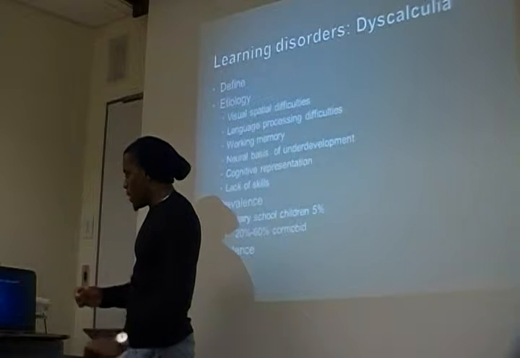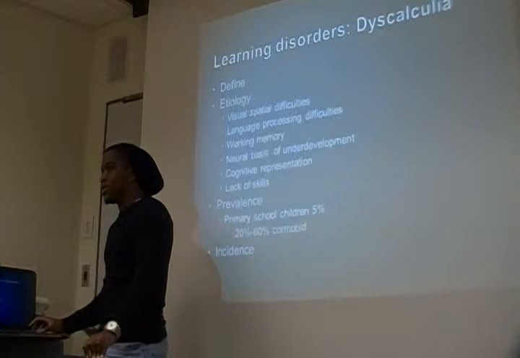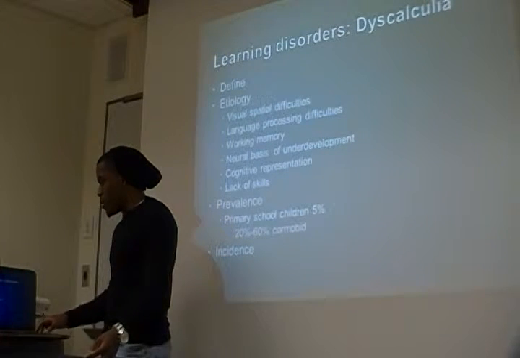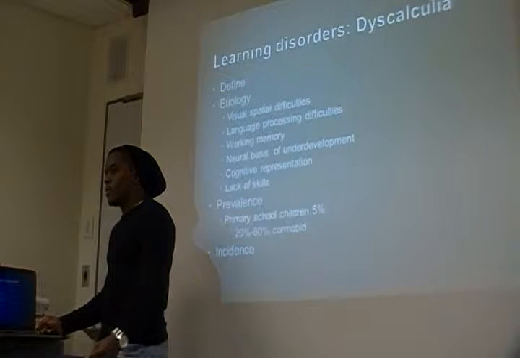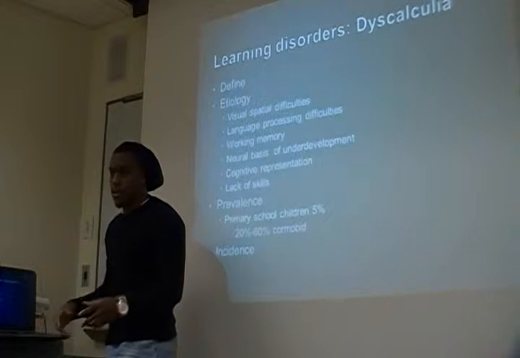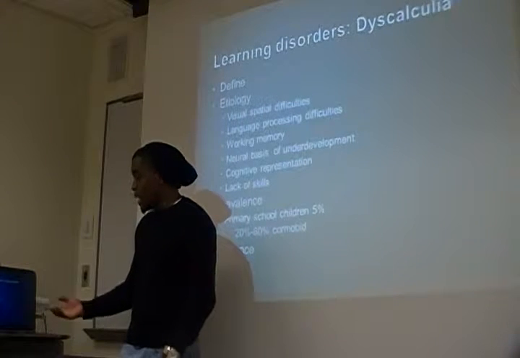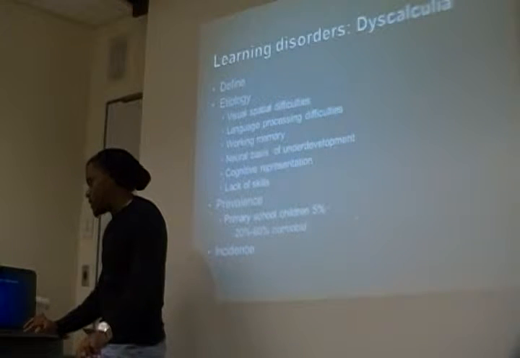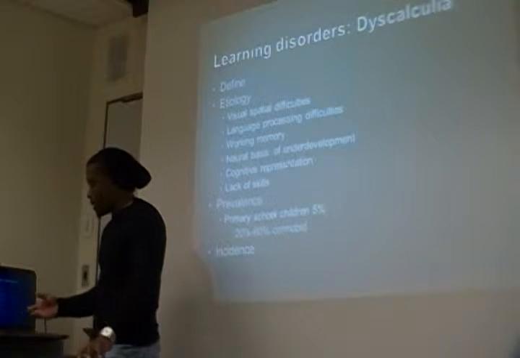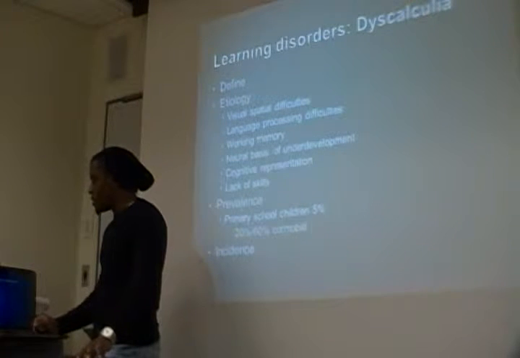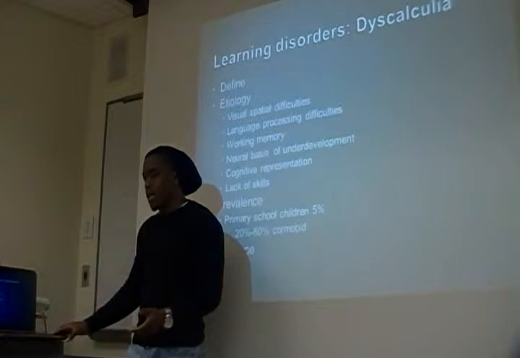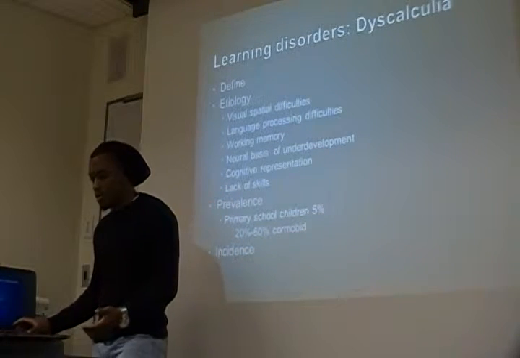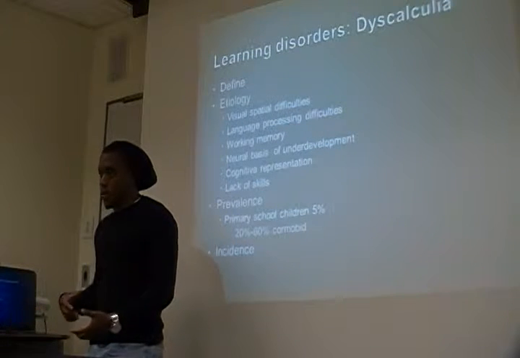And the neural basis of underdevelopment, there's a section of the brain that's underdeveloped that causes a struggle in math, and it's the frontal parietal lobe or something, somewhere in that region. It causes them to struggle with math and arithmetic in that area. The cognitive representation is basically how they perceive it. It ties into the visual spatial difficulties and the lack of skills. An article that I was reading said a lack of intelligence, but I didn't understand that, and I didn't see how that's possible. But a lack of skills, maybe it was just they weren't taught.